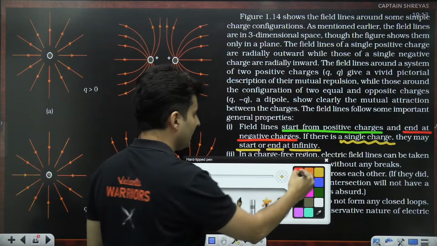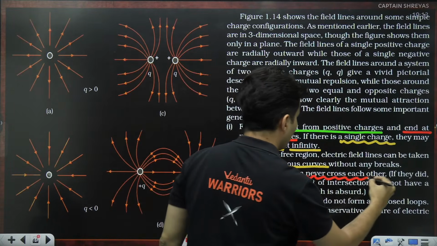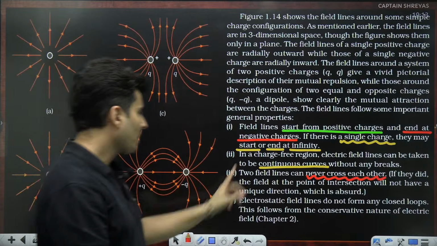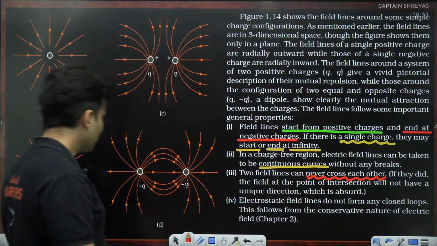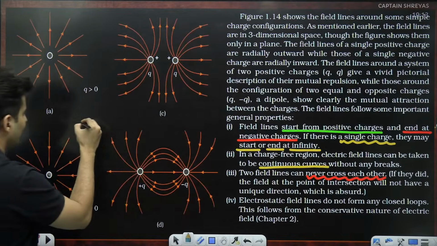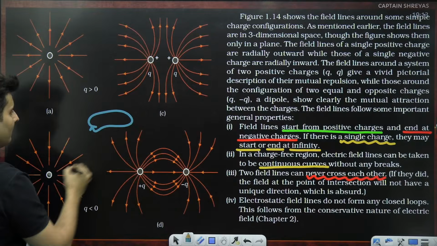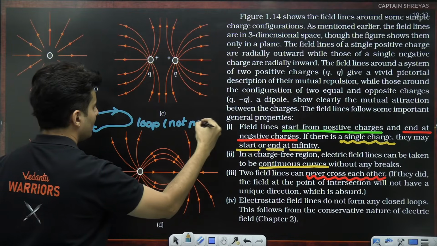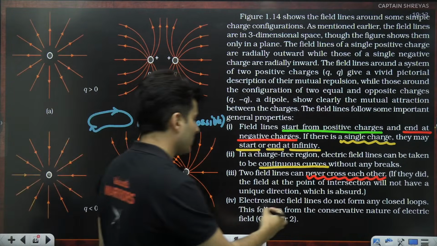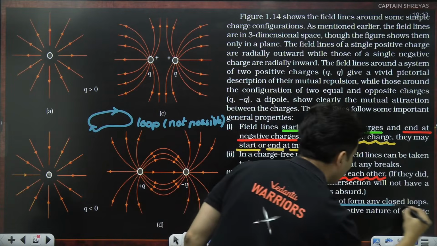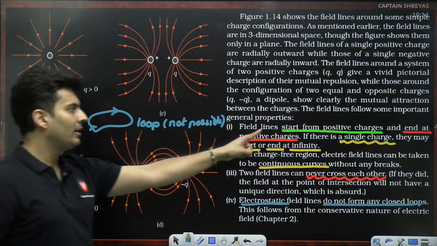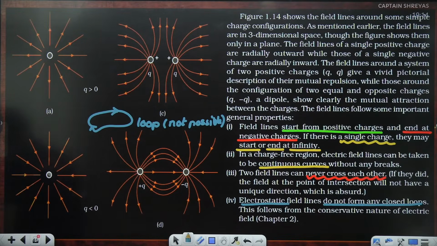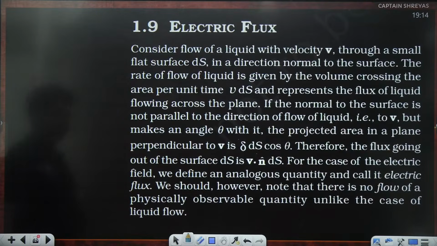Two field lines cannot intersect each other. That is something which I already mentioned. They can never cross each other, because if they did, then they will have two different directions, which does not make sense. Electric field lines do not form any closed loops. Again, meaning, imagine a field line starting from here and ending onto itself. This is a closed loop. This is not possible. So electrostatic field lines do not form closed loops. They will start somewhere and they will end somewhere, but they will not end on itself. That is what this last point means. Okay. These are the main things.